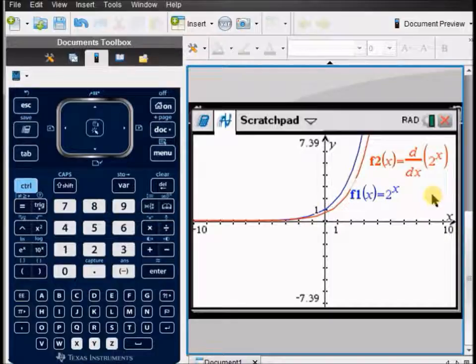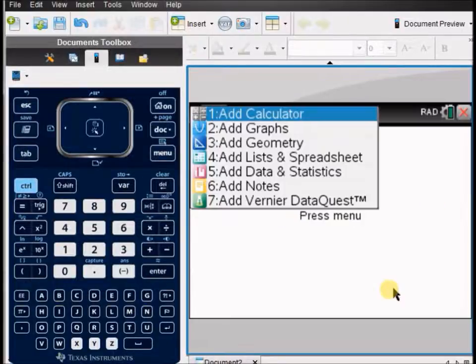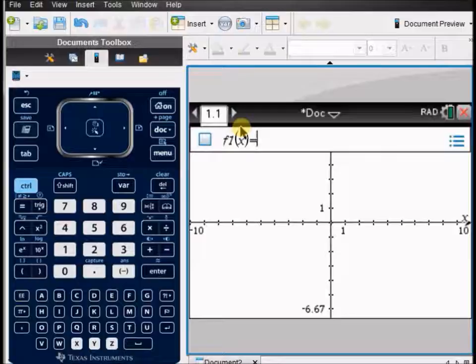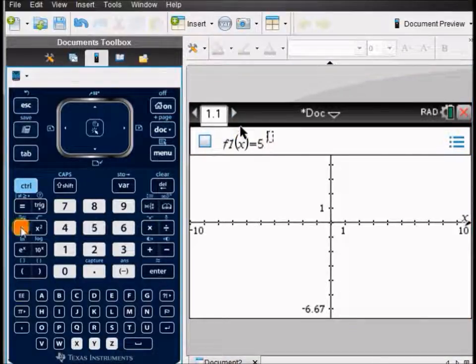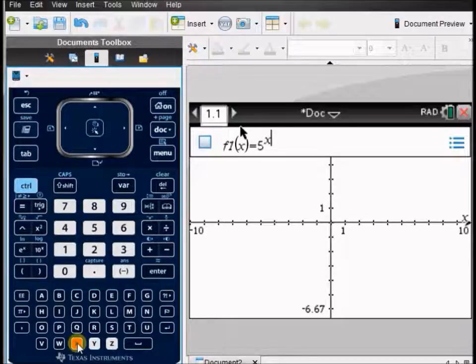All right, what kind of a function is that derivative? Okay, so I want you to think about that. What kind of a function is that derivative? We're going to come back to this and we will do another example. Okay, we're going to add another graph. So y equals 5 to the power of x. Another exponential function. Graph it.